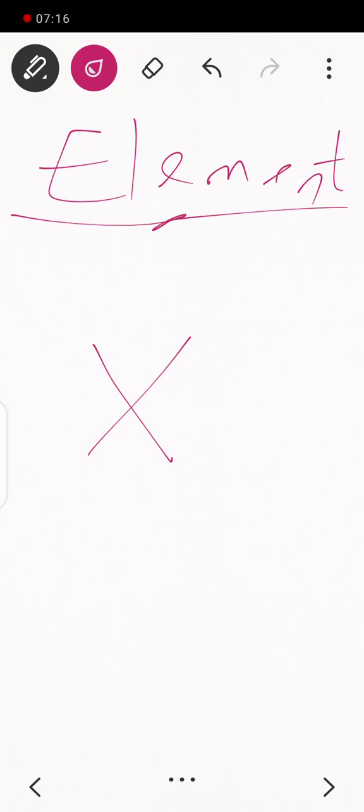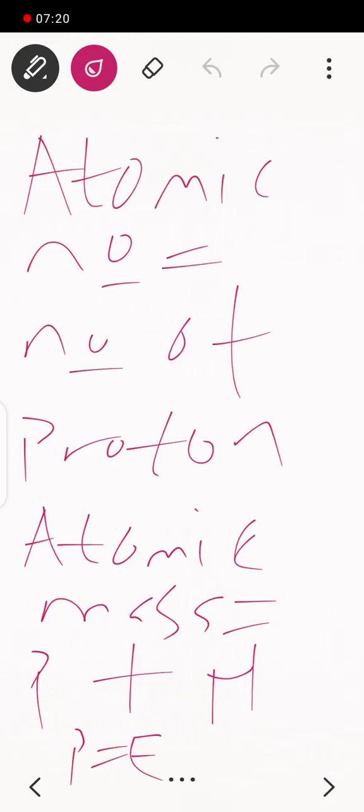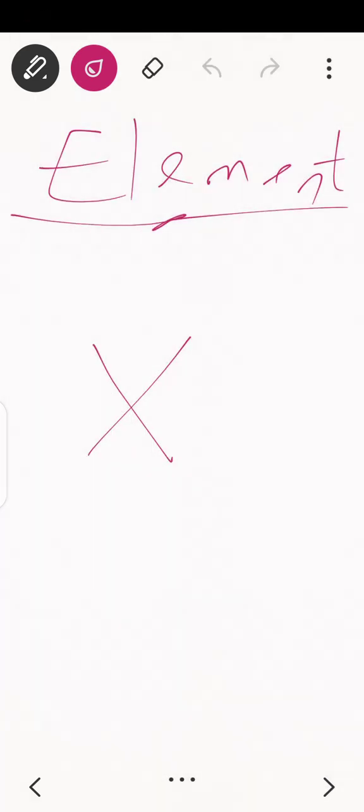I forgot to tell you that the atomic number is denoted by Z. So take note of that. When they write Z, we are talking about atomic number. Then the atomic mass is denoted by A. So when they write A, we are talking about atomic mass. Now, when you are writing an element, you write the atomic mass at the top, then the atomic number at the bottom.